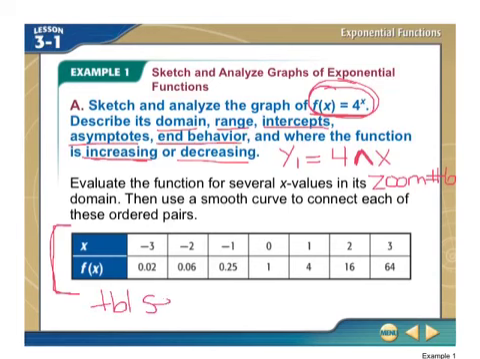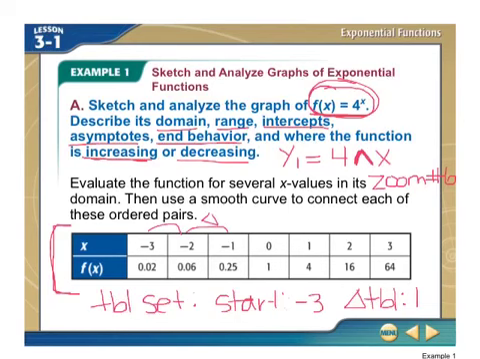You would want to start your table setup at -3, and you'd want your delta table to be 1, because their x coordinates here are going up by 1. Now, since our change in x is equal to 1, what we're going to see in our y coordinates is the outputs for various x inputs.